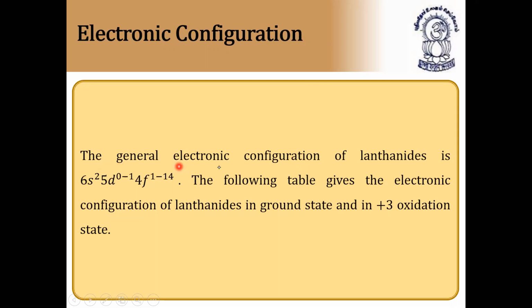The general electronic configuration of lanthanides: 4f series elements are also called lanthanides. So the general electronic configuration of lanthanides is 6s2, 5d0 or 1, 4f1 to 14. Here n-2 is 4, n-1 is 5, n is equal to 6. The following table gives the electronic configuration of lanthanides in the ground state and in the +3 oxidation state. Usually they form +3 oxidation states. The next slides, we are going to discuss all these things.